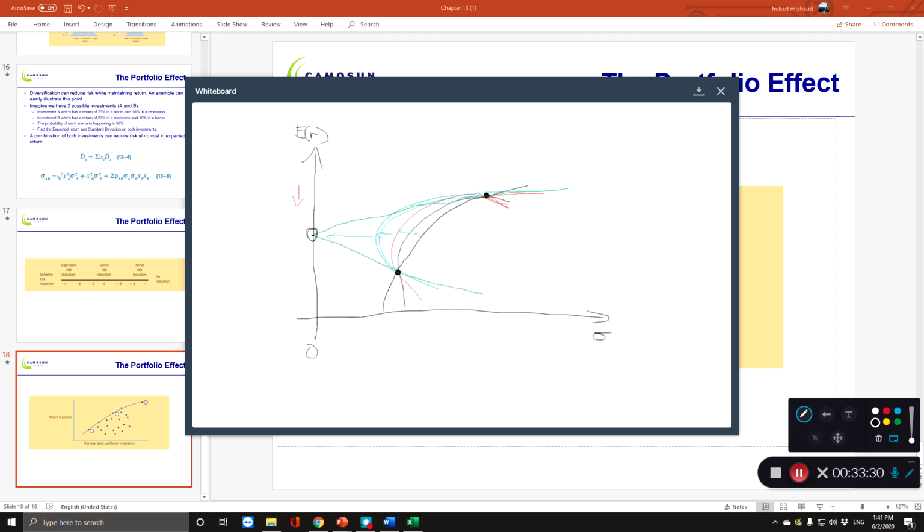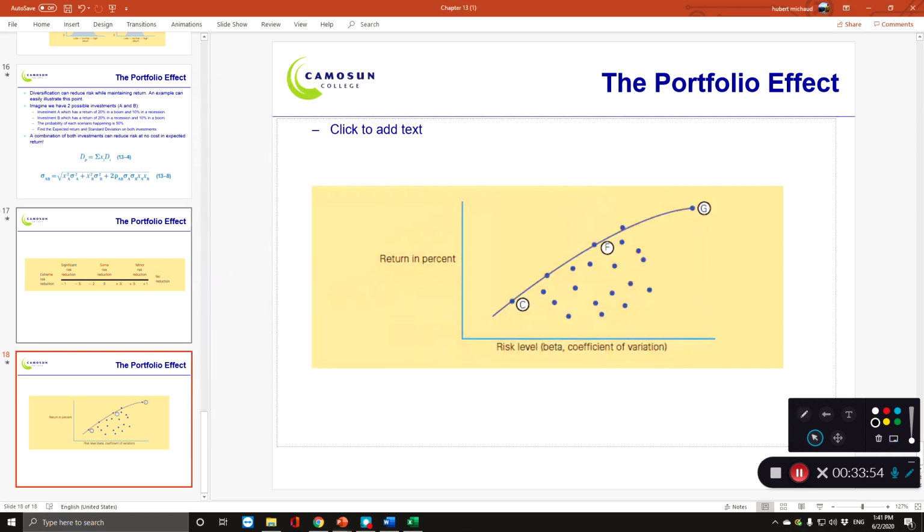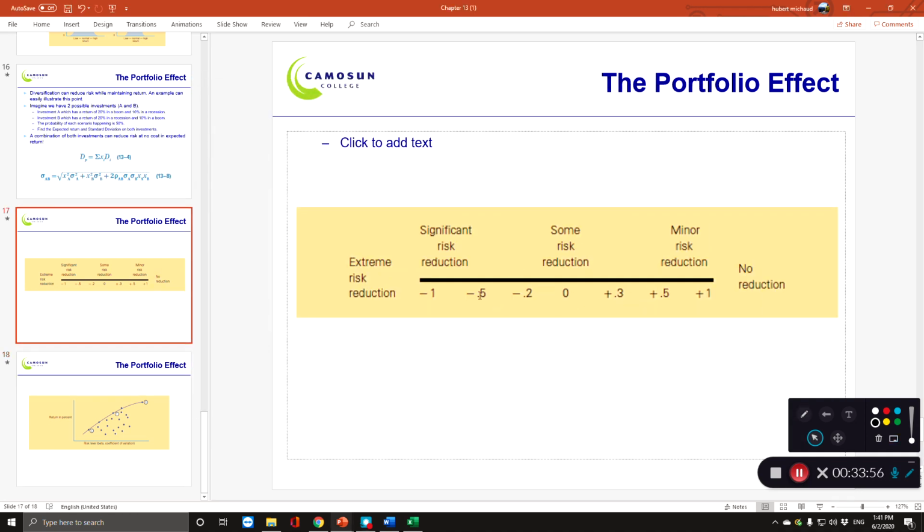Okay, whenever you have two securities that are perfectly negatively correlated, they have a -1 correlation, you can always create a portfolio that will have 0 risk, right? So you created a new risk-free asset. Boom, right here.